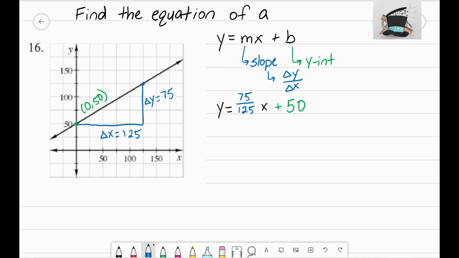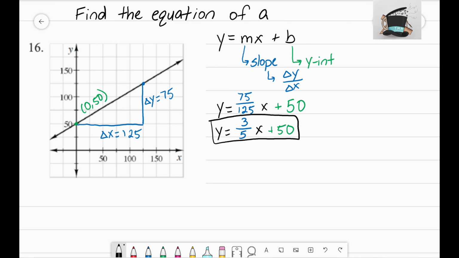So we want to think about what number goes into both 75 and 125. I believe that 25 goes into both of these, and we can look straight from our slope triangle that 25 goes into 75 3 times, and 25 goes into 125 5 times. So I can rewrite this slope as 3/5 x plus 50. That is our final simplified equation for this line.